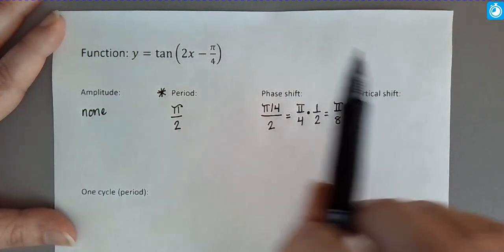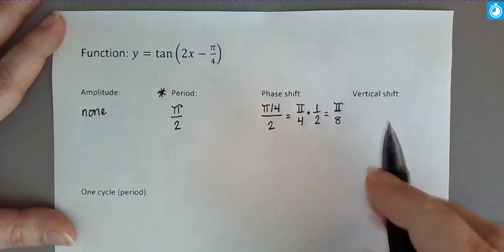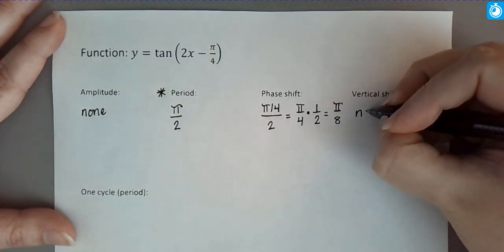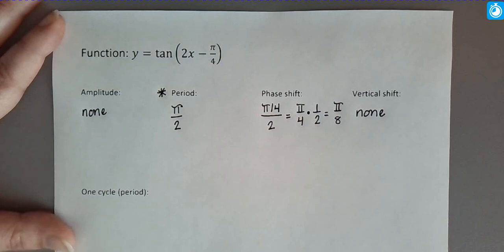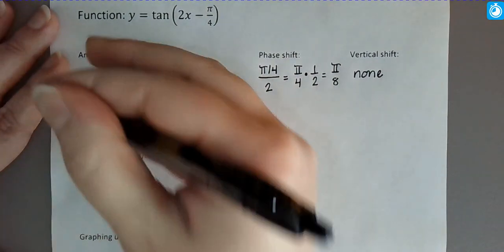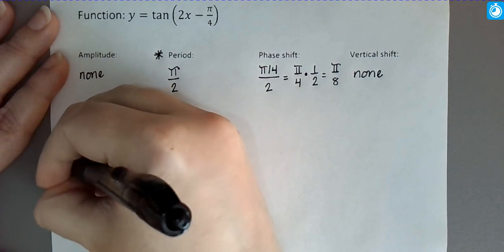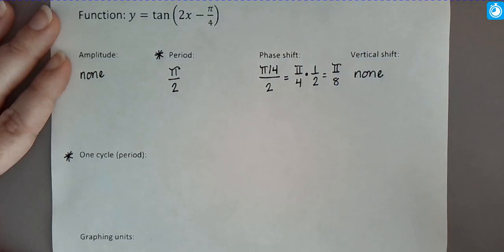Now vertical shift, if we have an addition or subtraction outside the function, that corresponds to a vertical shift. We don't have any of that, so there is no vertical shift in this case. Okay, so we know all the key attributes of this function. Now let's determine how our labeling is going to work. So this is also a point where things change, and they're just a little bit different for tangent and for cotangent.